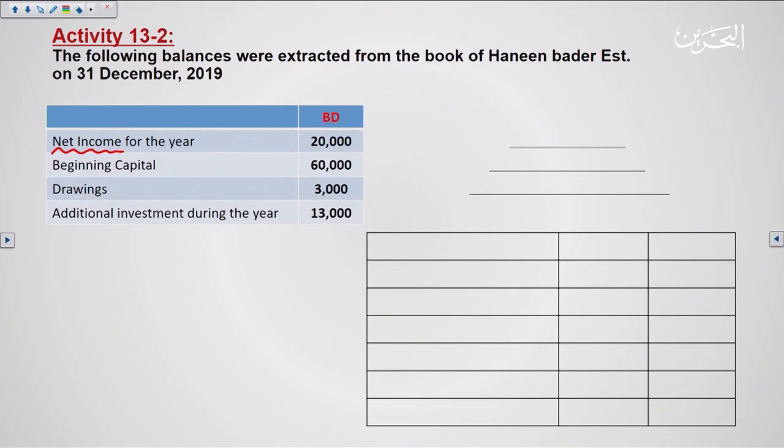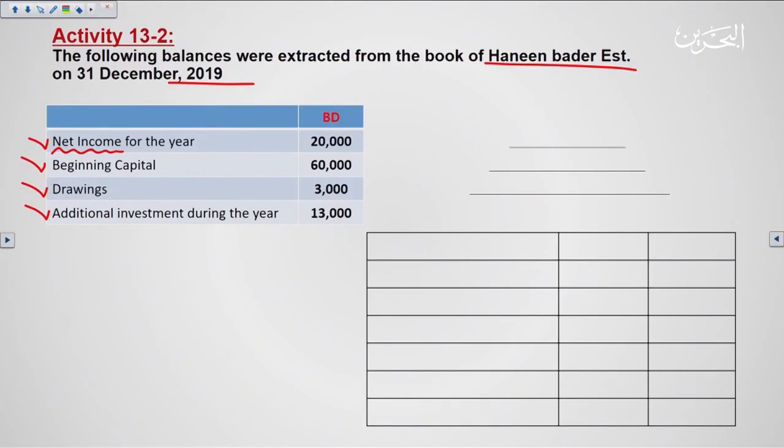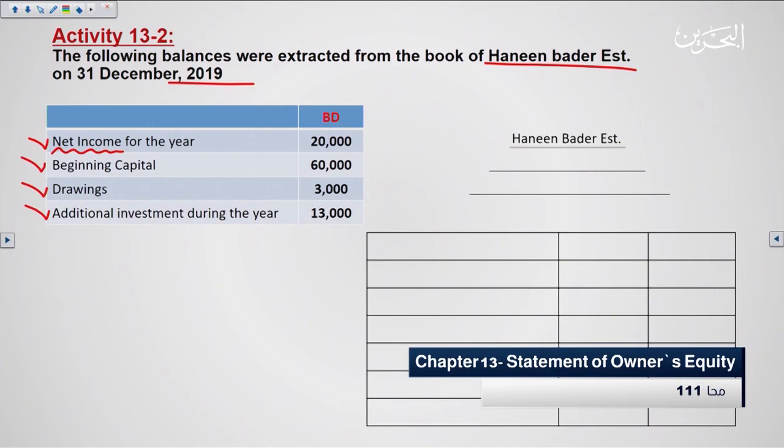Let's see the question. The following balances were extracted from the books of Hanin Badr. This is the name of the company and this is the period of time. We have here the net income, the beginning capital, the drawing, which will decrease the capital, and the additional investment, which will increase the capital. Now, let's try to prepare the owner's equity statement. First, we will write down the name of the company, then the owner's equity statement, which is the name of the statement. Then we will put here the period of time we are preparing this statement. We will start with the beginning capital.